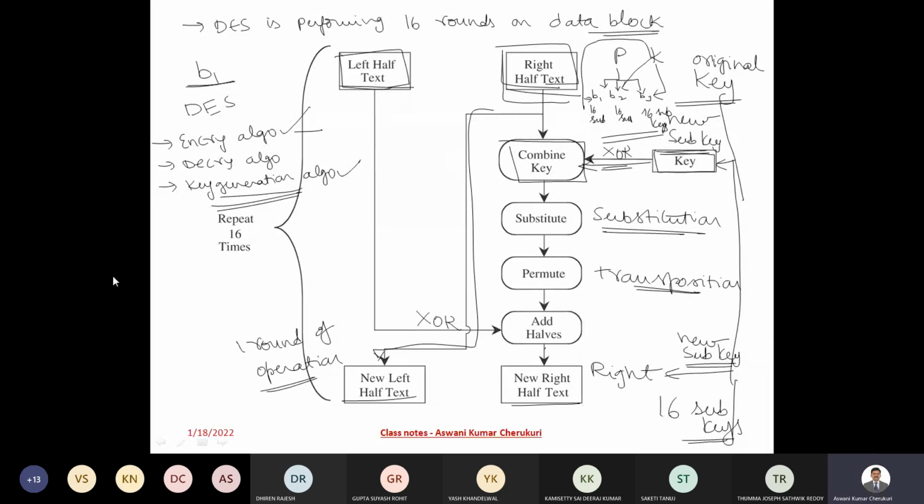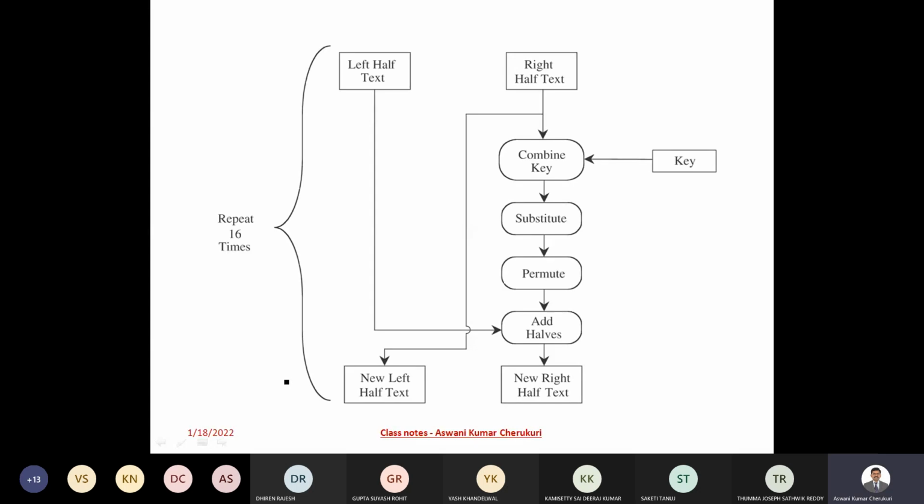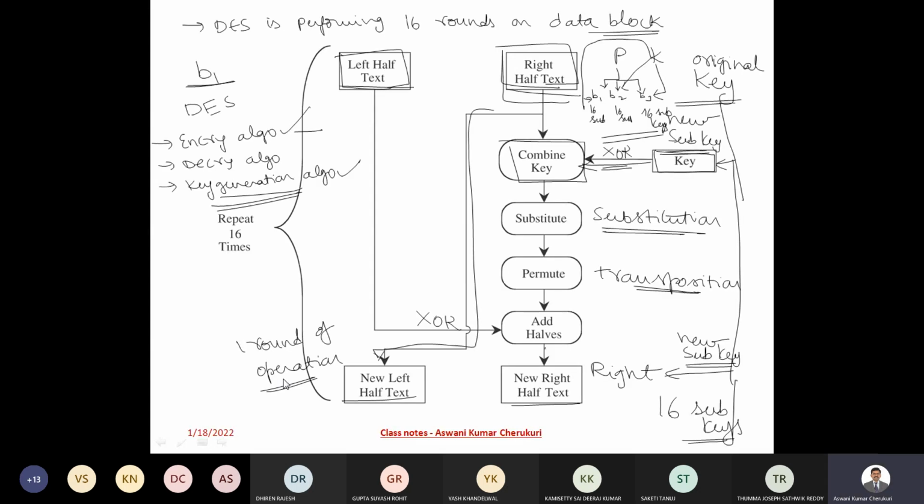So now let us see how actually this is proceeding. Now let us see the play. Moment, I think this copying text is creating a problem. So now let us see how the encryption algorithm is working.